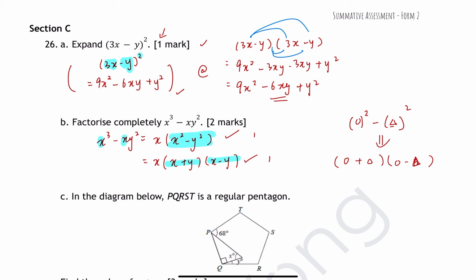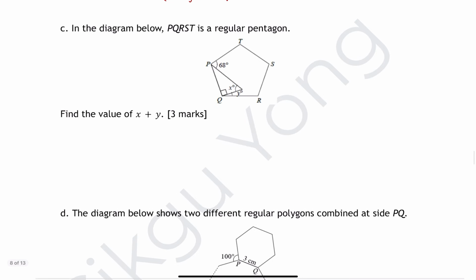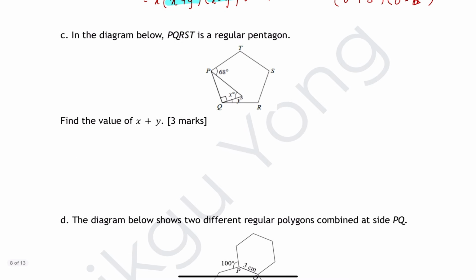Okay, so moving to your C, in the diagram below, PQRST is a regular pentagon. Then you are looking for the value of x plus y. Okay, to get your x value is quite simple. You need this figure to look, right? You have to get this figure, then you have a 90 here. You just perform your subtraction because this is a triangle. Okay, triangle total, you will have 180.